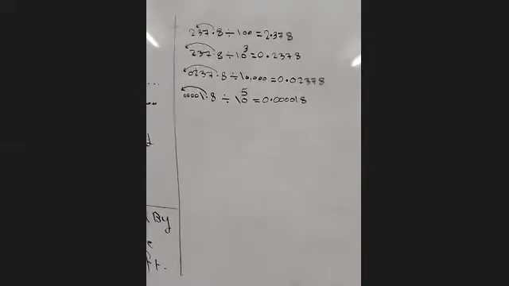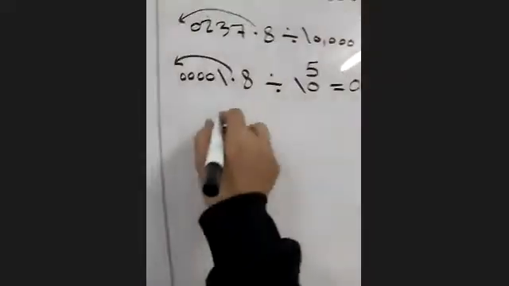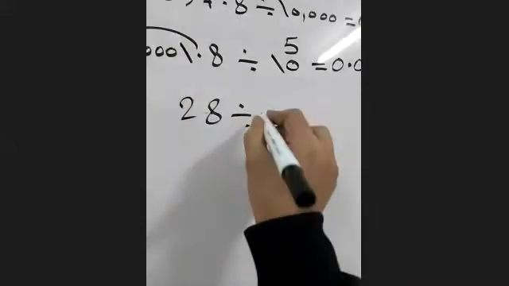Sometimes the number has no decimal. For example, 28 divided by 100.